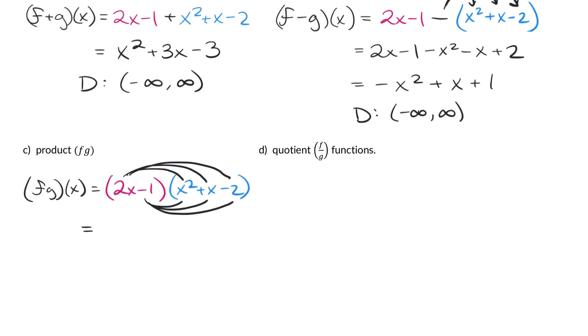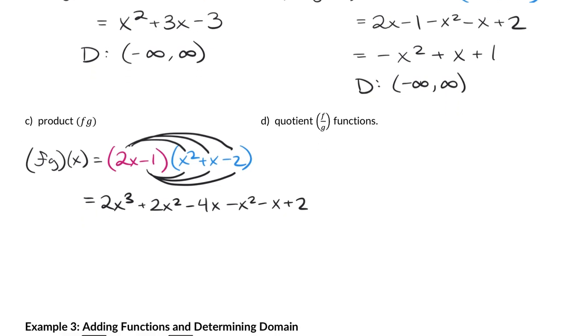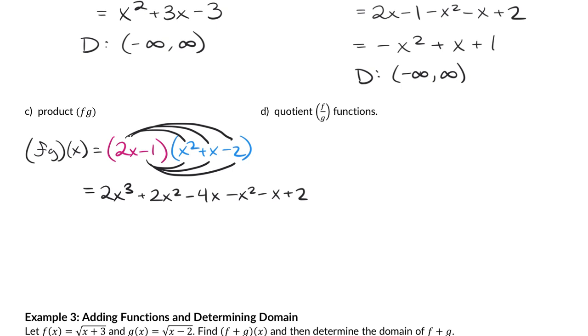So we would do the first arrow right there. This would be 2x cubed. 2x times x is 2x squared. 2x times negative 2 is negative 4x. Then we switch to the negative 1, which would give us negative x squared, negative x, and positive 2. After we double distribute here, we will combine like terms to clean it up, making sure we write it in the proper order. So we have 2x cubed plus 1x squared minus 5x plus 2.